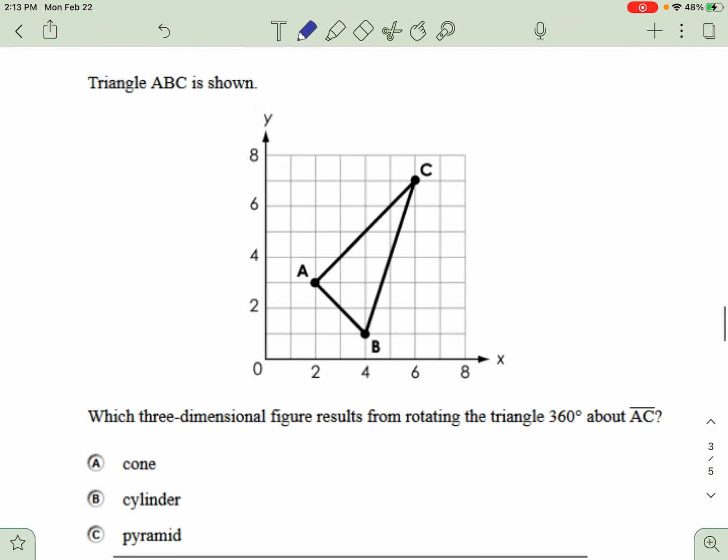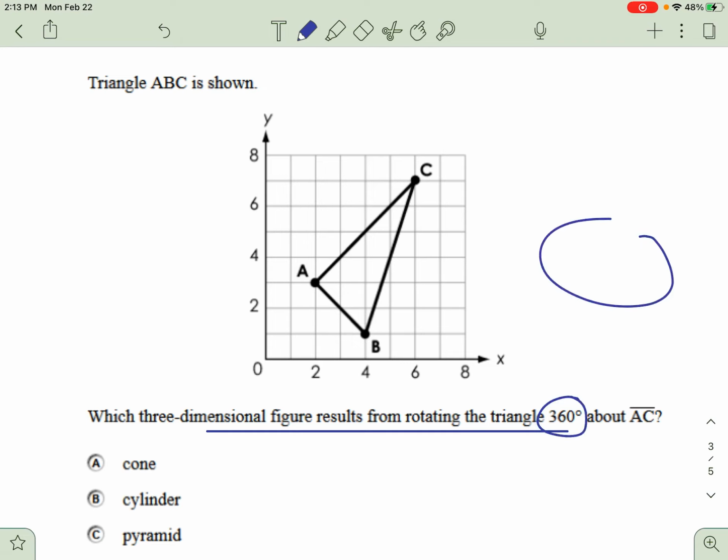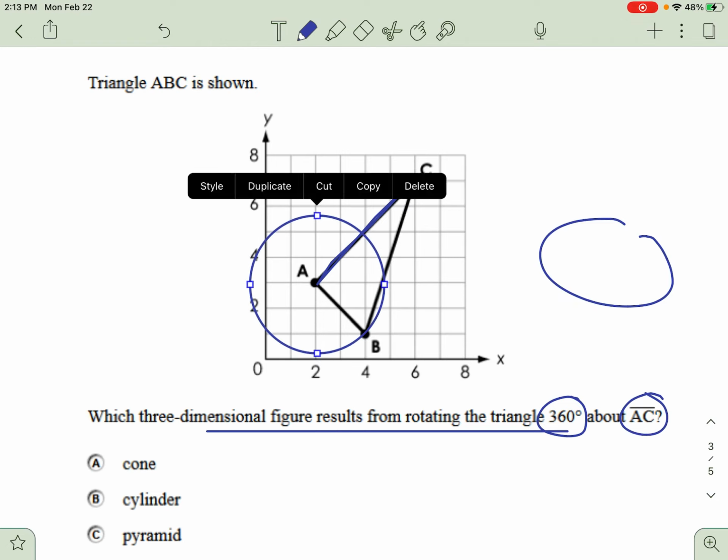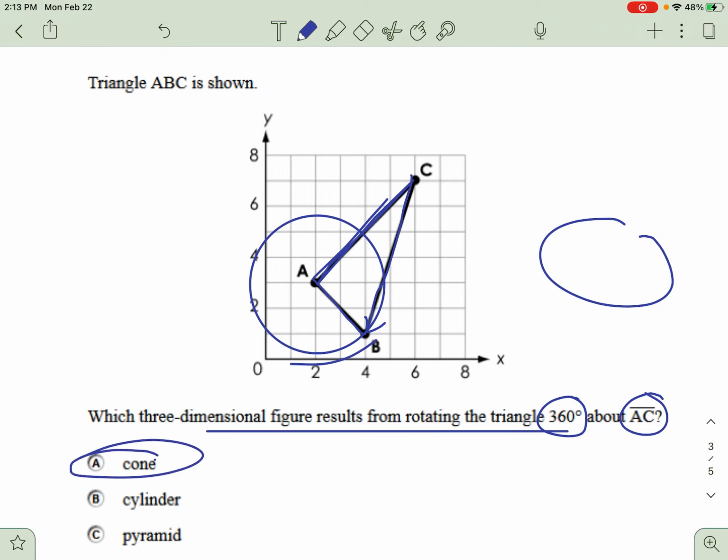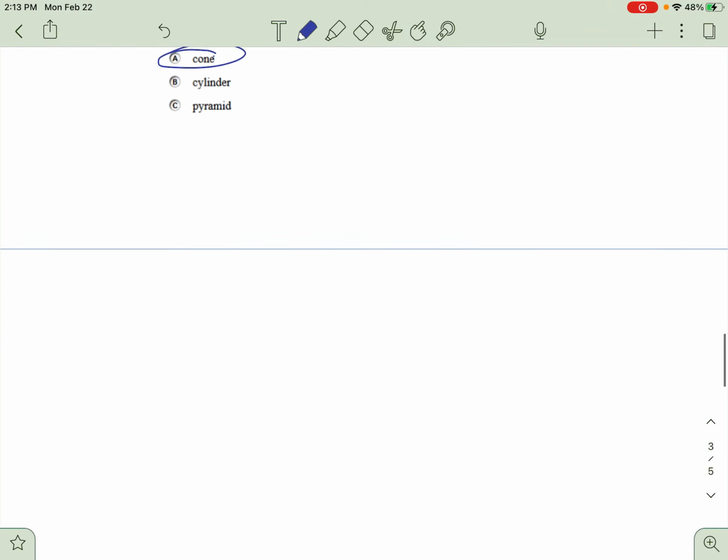Okay, last one. So triangle ABC is shown. What three-dimensional figure results from rotating the triangle 360 degrees, so all the way around AC, all the way around this line? Well, that's pretty easy, actually. It goes like this, all the way around. Okay, right? So you've got to think it's almost like an hourglass where it wraps around, so this would make a cone.